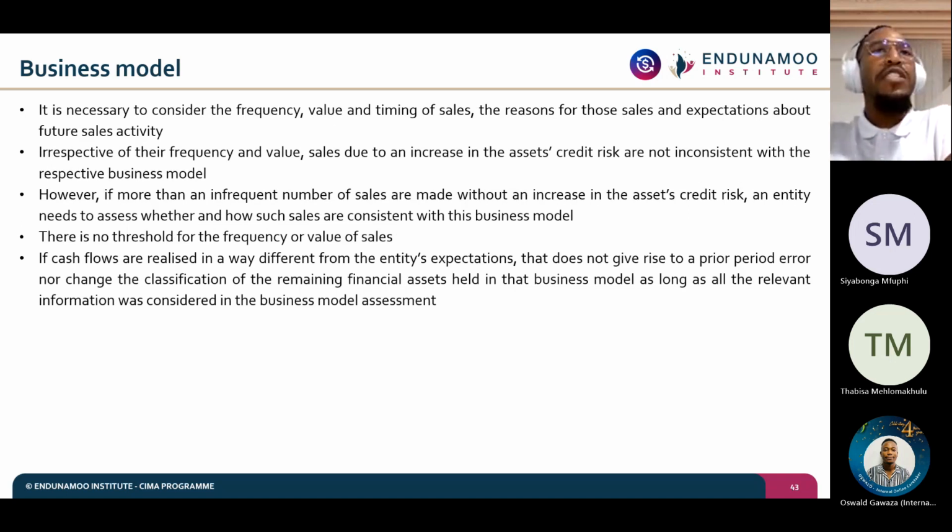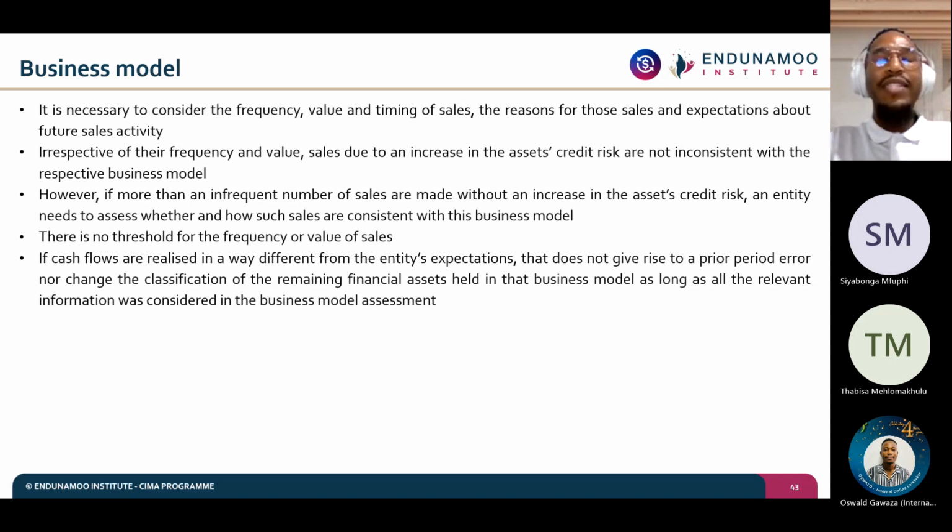So in determining the business model, it's necessary to consider the frequency of sales, the value of sales, and the timing of sales. If a portfolio of financial assets has a high frequency of sales, and the reasons for it seem to indicate that the entity is now holding these financial assets to sell them in the short term, then that would mean that the business model is to sell these financial assets. And it's a common thing in the market.